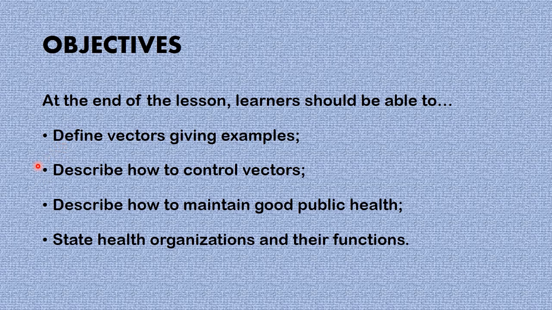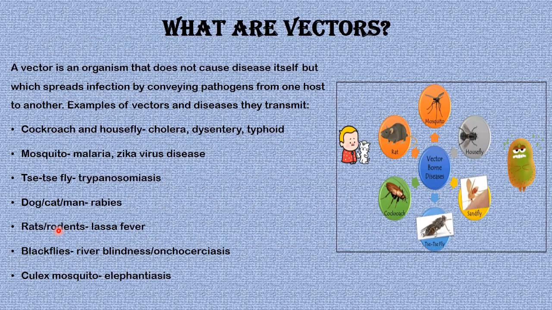Now, moving along, the objectives of our lesson today is to help learners define vectors, giving examples, describe how to control vectors, describe how to maintain good public health, and state health organizations and their functions. Now, moving along, we'll be looking at the topic, what are vectors?